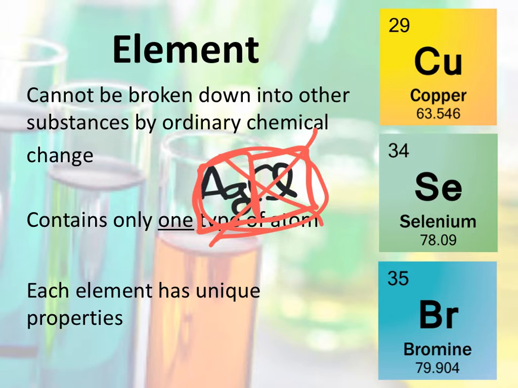So you look on the periodic table. If it's not listed exactly as that on the sheet that I'm giving you, then it's not an element. And here are some examples, and we'll get into what the numbers are later. Copper, selenium, bromine. Those are some of the elements.